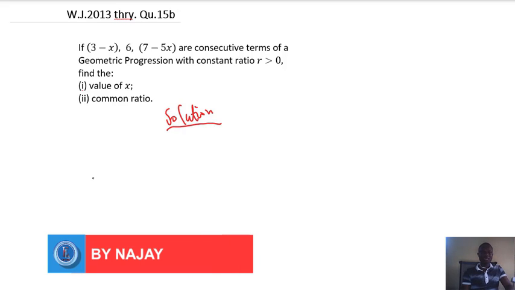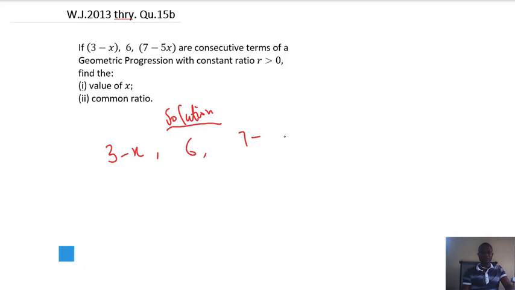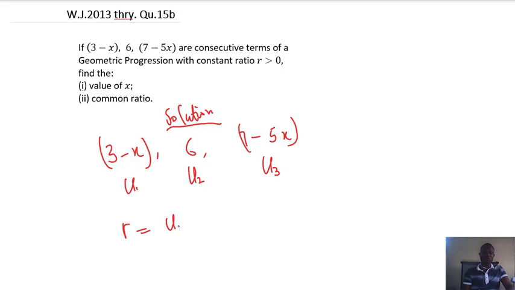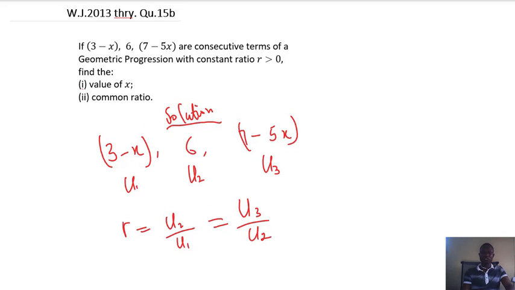So here we are saying that 3 minus x, 6 and 7 minus 5x are consecutive terms of a GP. If they are consecutive terms, it means that the common ratio between the first term and the second term must be the same as between the second term and the third term. So let's assume that this is U1, this is U2, and this is U3. So it means r equals U2 over U1, which must be the same as U3 over U2. That is, the common ratio between them must be the same.